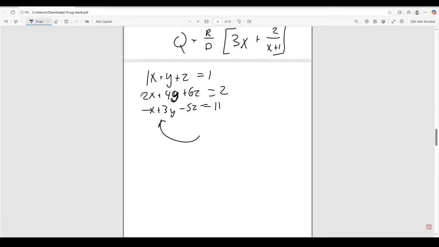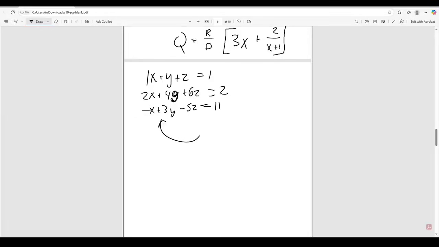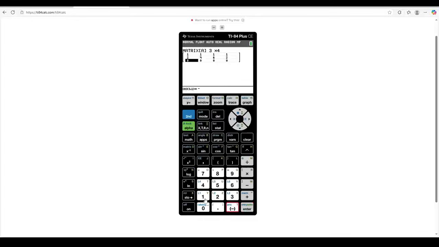Okay, now over here we know that 2 is the coefficient of x, here we know that 4 is the coefficient of y, and here we know that 6 is the coefficient and it's equal to 2. Okay, and finally here we have negative x, meaning that the coefficient is negative 1. Over here we have 3y, here we have negative 5z, and then it's equal to negative 11. Oh, it's not just positive 11, okay?